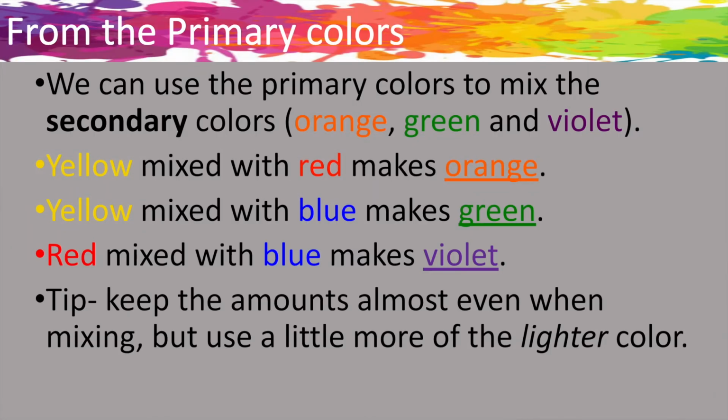We can use primary colors to mix the secondary colors, which are orange, green, and violet. Yellow is mixed with red to make orange, yellow is mixed with blue to make green, and red is mixed with blue to make violet.